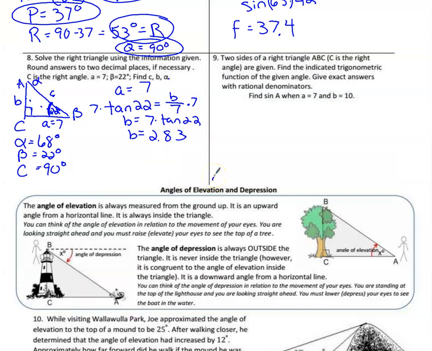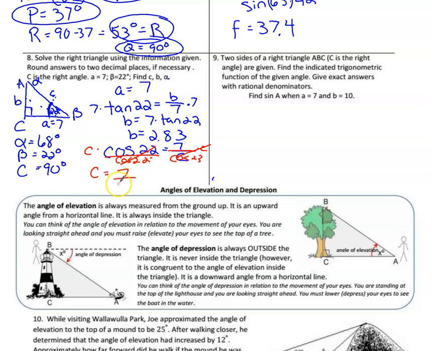We know A, and we're looking for C. So we have the adjacent, and we're looking for the hypotenuse. Adjacent over hypotenuse is cosine. So cosine of 22 is equal to adjacent, which is 7, divided by the hypotenuse. This time my C is in the denominator, so I'm going to multiply both sides by C, which gets it out of the denominator. Then to get C by itself, I divide by cosine of 22.